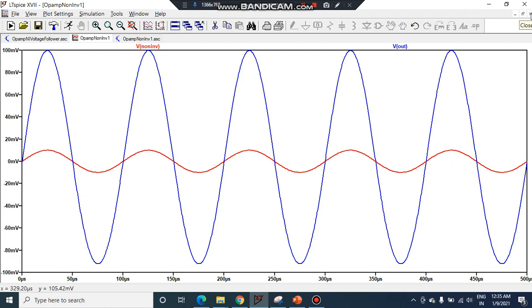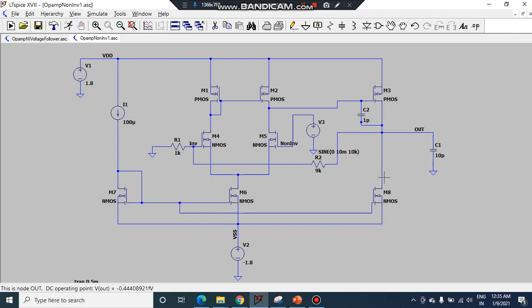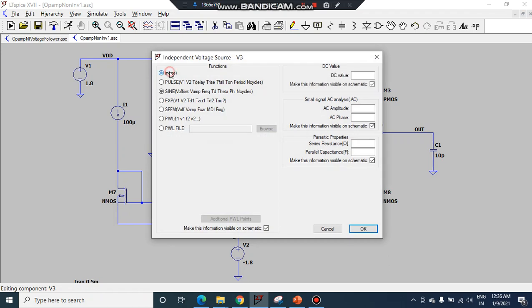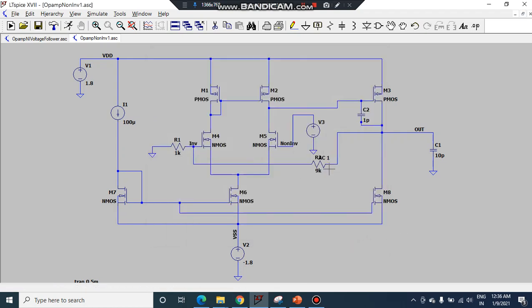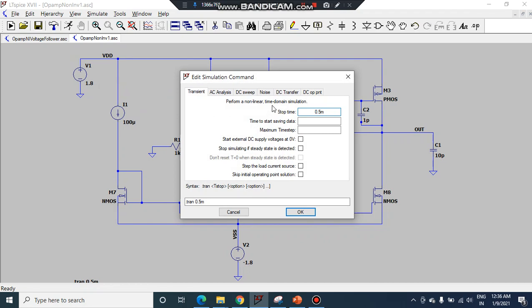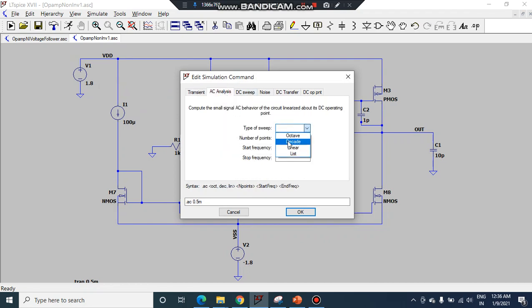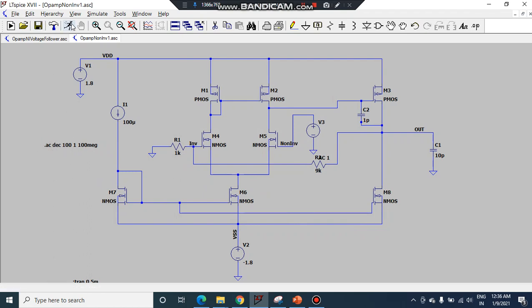Now let us do AC analysis to obtain Bode plot. So I again go to this AC source which was available as input, right click, select it as none, AC amplitude again we select it as 1 so that output itself represents gain of the amplifier. So here we are having AC1. Now I go to simulate, edit simulation command, AC analysis, decade, number of points I again choose them to be 100, start frequency again 1 Hertz, stop frequency 100 MEG, that is 100 megahertz. Okay, I place it here and then I run it.